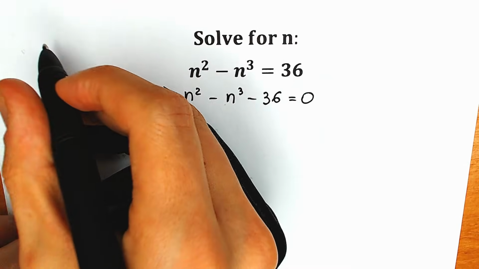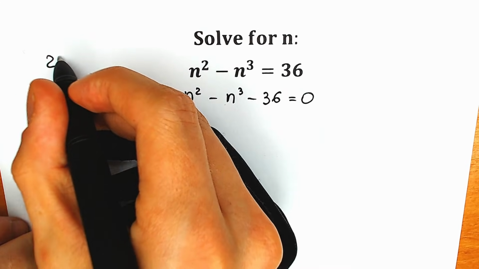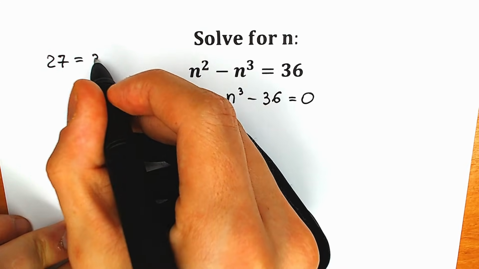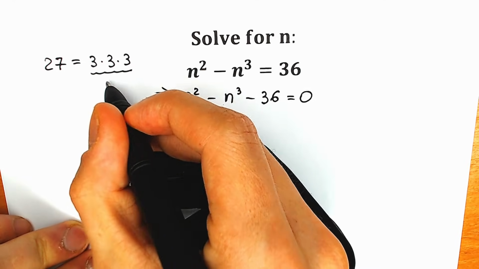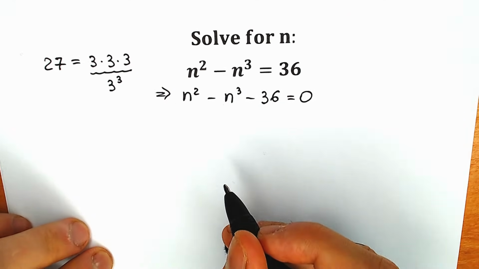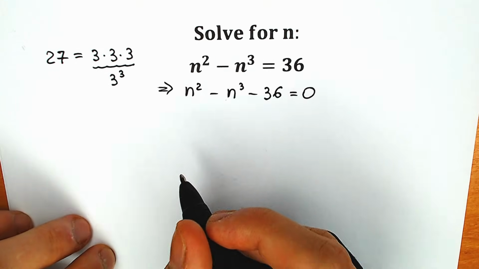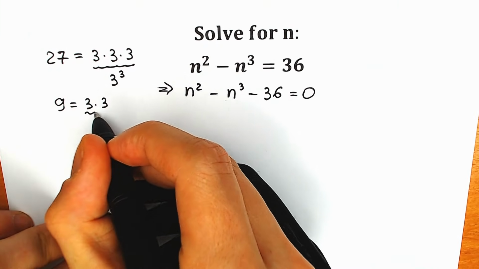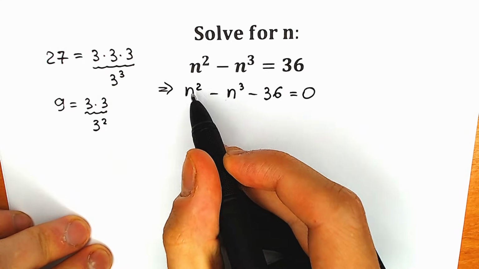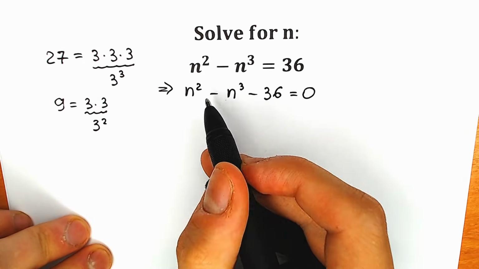Because 27 can be written as 3 times 3 times 3. So we can write it as 3 cube. And 9 is also a really great expression for us because we can write 9 as 3 times 3, so we can write it as 3 square. And we have cube and square right here at this place, so then we can group it.